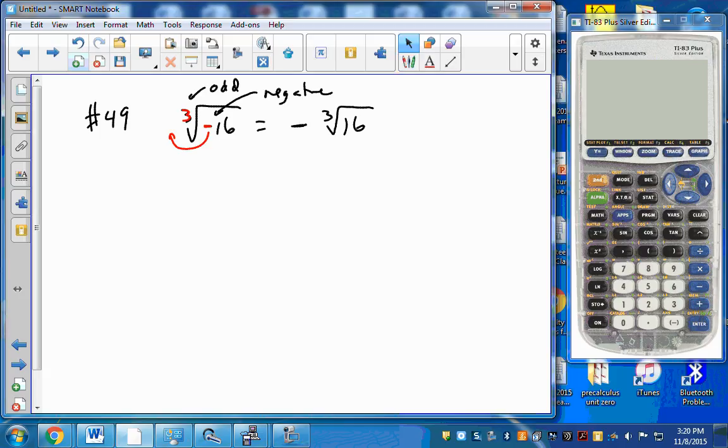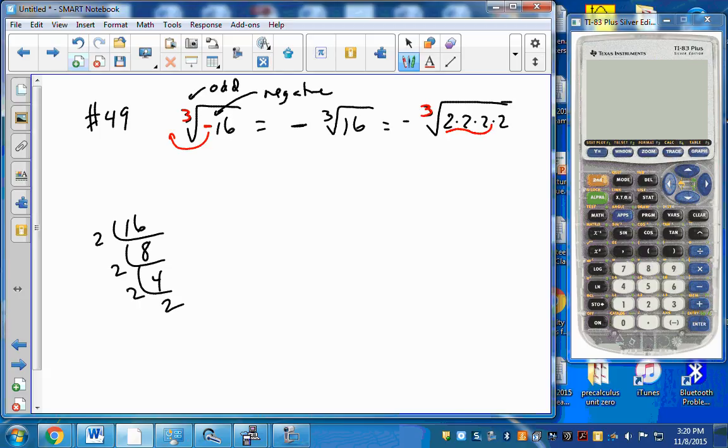Okay, so now we have the cube root of 16. We'll do our upside down division. 2 goes into 8 4 times, and 2 goes into 4 twice. So this is minus the cube root of 2 by 2 by 2 by 2. This time the index is 3, so we're not looking for pairs, we're looking for triples.